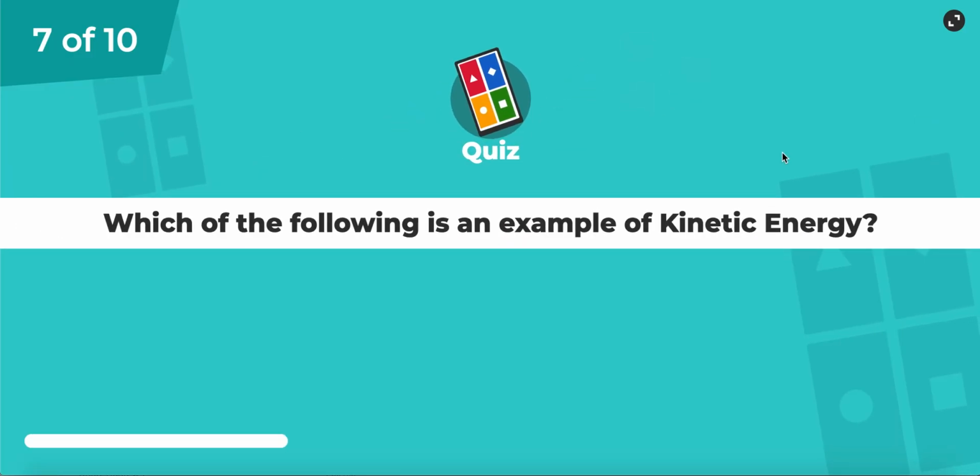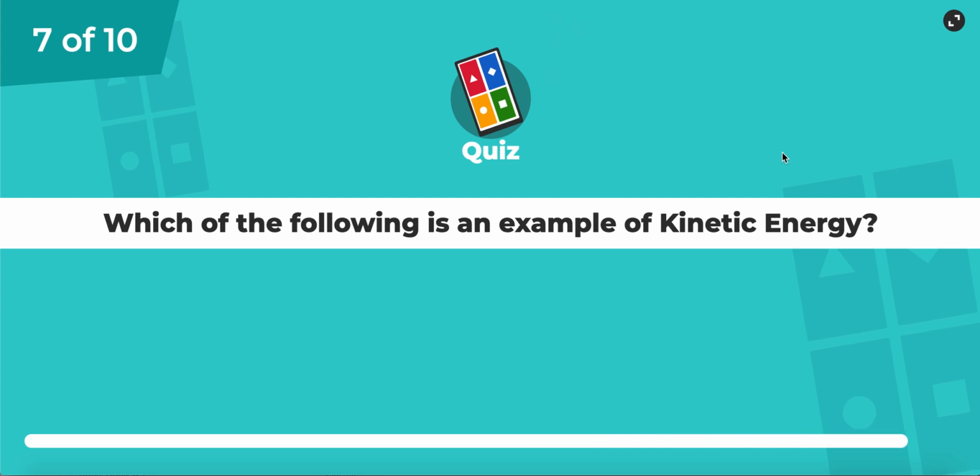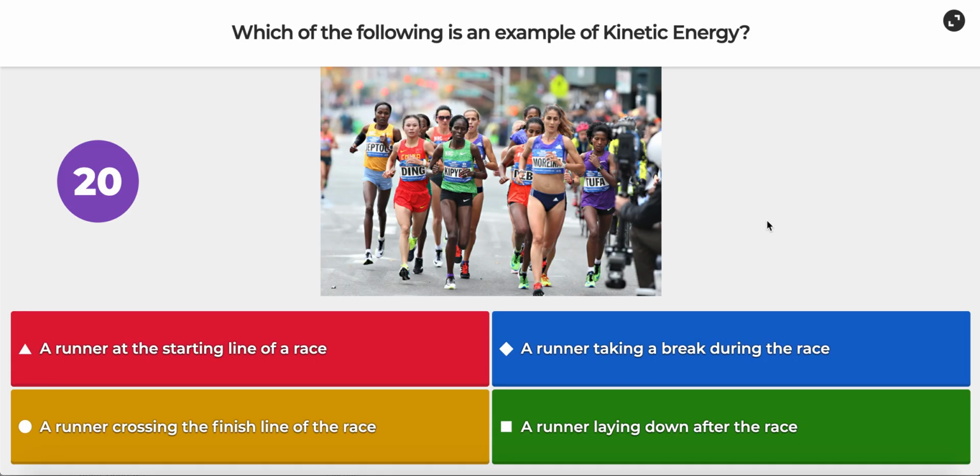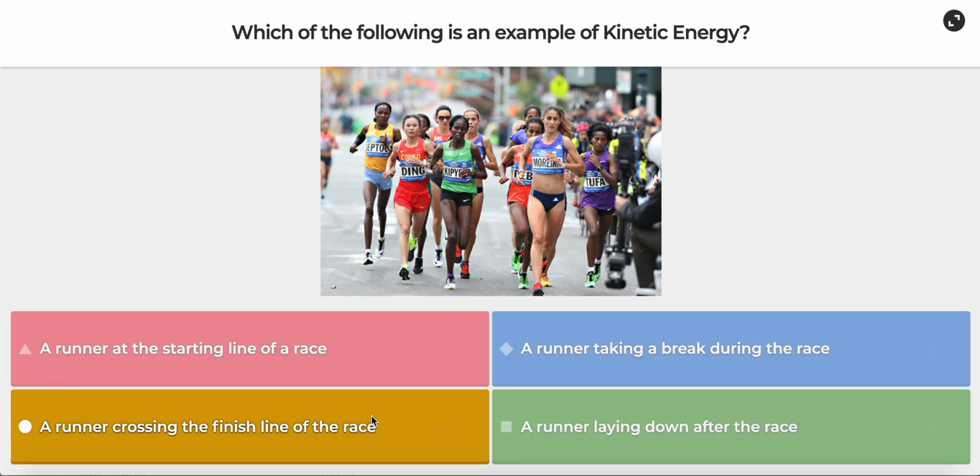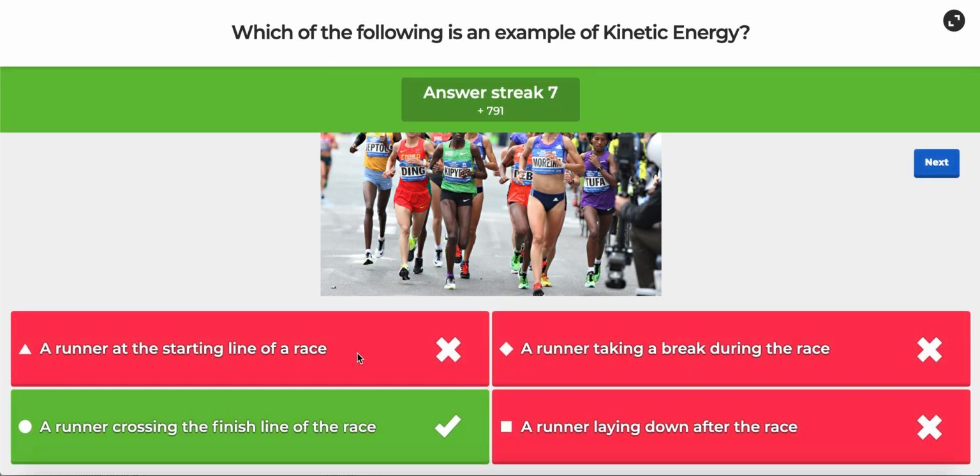Next question. Which of the following is an example of kinetic energy? So kinetic energy is going to be the energy of motion. So we have a couple of examples here from a race. And so this is going to be the runner crossing the finish line of the race, because at the starting line, the runner is stationary. Taking a break during the race, that would be stationary as well, and laying down after the race is also stationary. So all those would be not kinetic energy, but potential energy, whereas crossing the finish line, they are in motion, therefore kinetic.